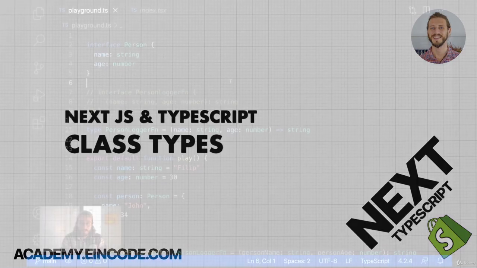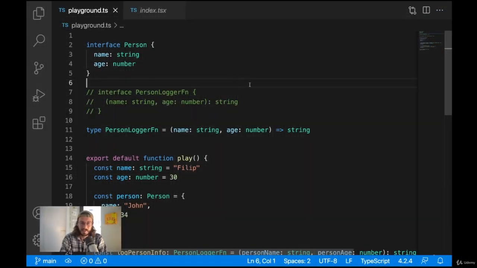In the last lecture, we talked about function types. In this lecture, I will introduce you to class types. So let's start. Let's see our playground.ts file, and I will create here a class type for a person. That will be a very good example of the class type.